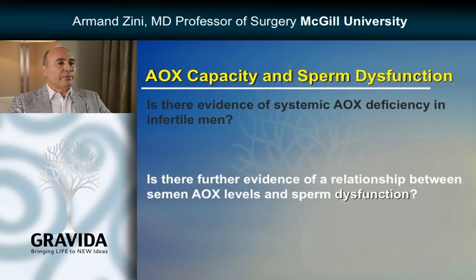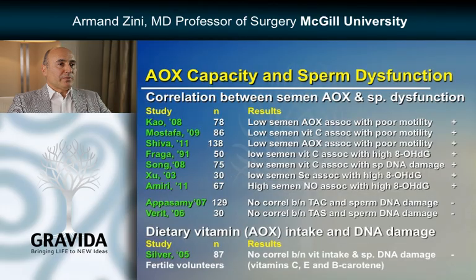Now, is there any further evidence of a relationship between semen antioxidant levels and sperm dysfunction? Well, a number of studies have shown that men that have low levels of semen antioxidants, specifically vitamin C, selenium, will have poorer sperm qualities, poorer sperm motility, higher levels of DNA damage, again supporting the concept that infertile men may have a deficiency in seminal antioxidants.